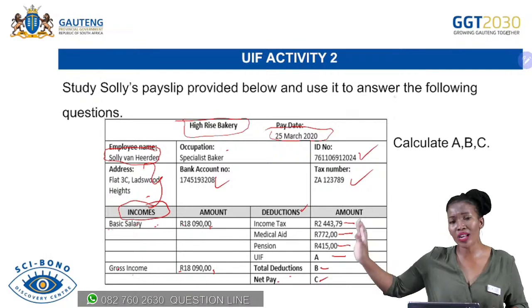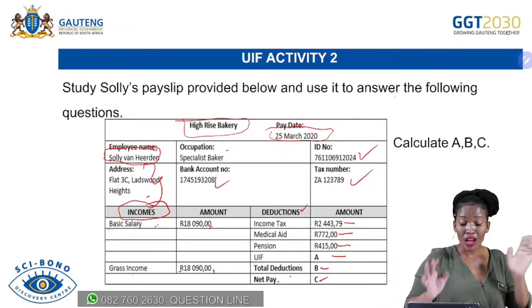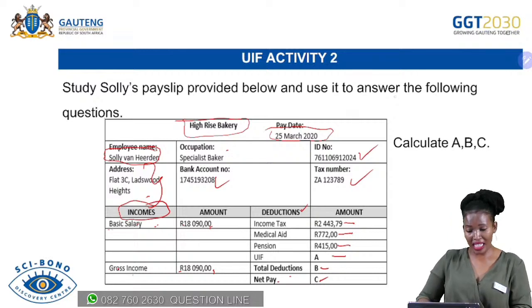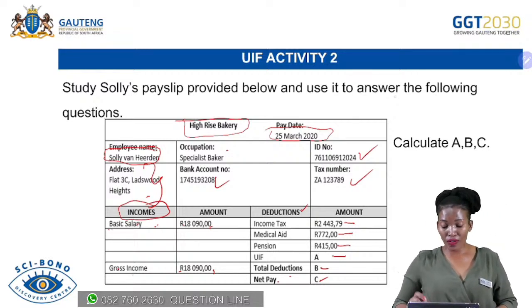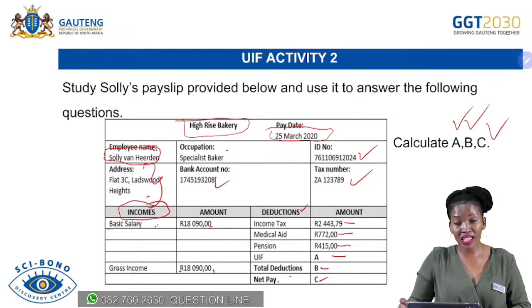You never have to go and look somewhere. You never have to think. Your answers are always in your financial document. So here they want us to find the value of A, B, and C.